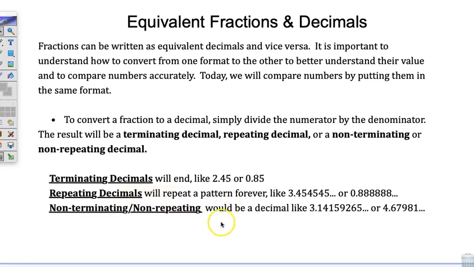Repeating decimals, however, will repeat a pattern forever, like 3.45, 45, 45, and these three dots indicate that that's going to continue forever. Or 0.88888, and it's going to continue forever. Non-terminating, non-repeating decimals, however, would be a decimal where you do not see any kind of pattern repeating, like 3.14159265, which are the first few digits of pi, or 4.67981. You can see none of the digits actually repeat in either decimal.